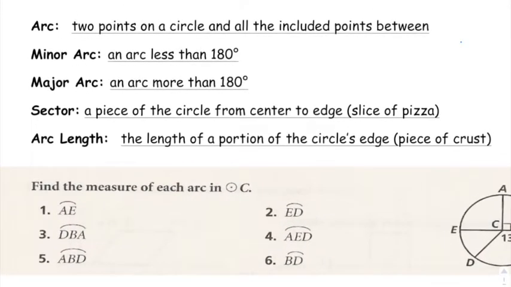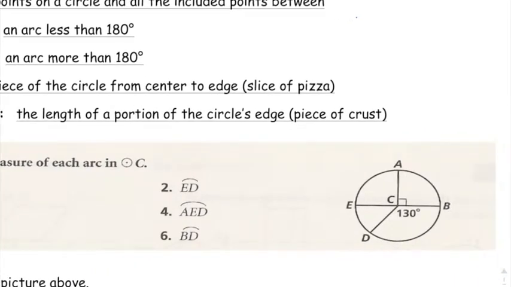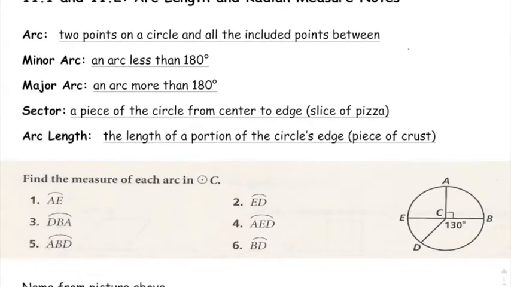You got arc, 2 points on a circle and all the included points between. So it's kind of like saying this outside part of a circle. You have minor and major arcs. Minor arcs, that's less than 180 degrees around the circle, and then major arc is more than 180 degrees around the circle. And we're going to assume we have 360 degrees around a full circle.